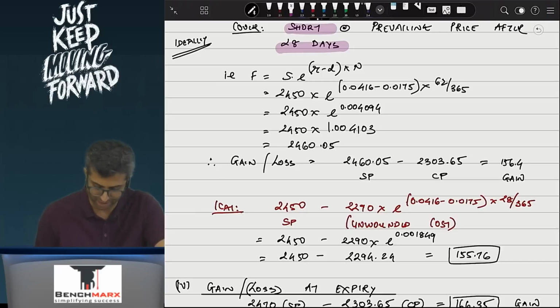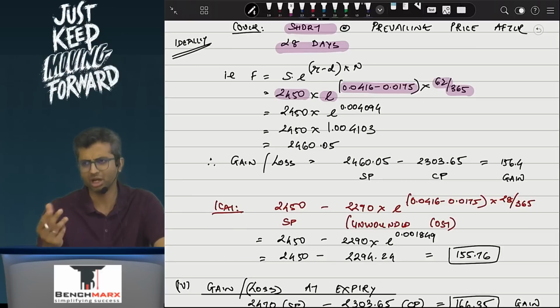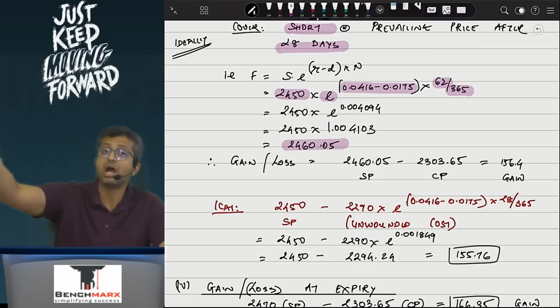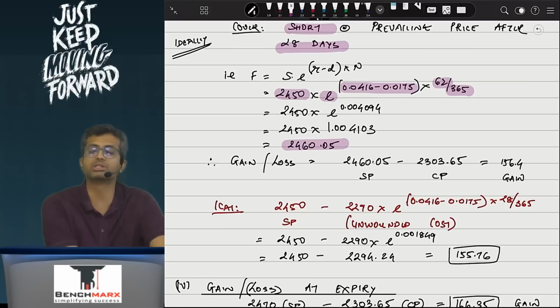So ideally F is equal to S into e raised to (r minus d) into n by 12: 2450, that is the price after 28 days, into e raised to (0.0416 minus 0.075) into 62 by 365, which is nothing but the remaining time period. Thereby you will find that theoretically the price should be 2460.05 prevailing after 28 days. Now your original contract was a buy contract, you will cover it by selling it, and hence your gain or loss will be 2460 minus 2303, which is approximately 156.